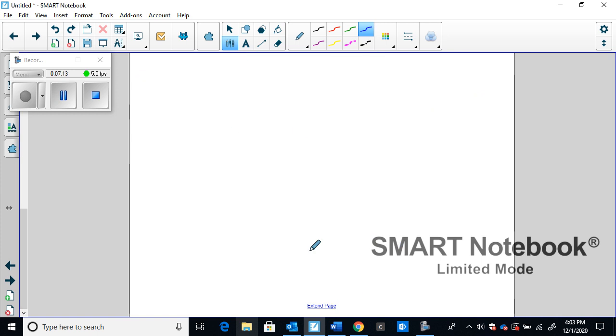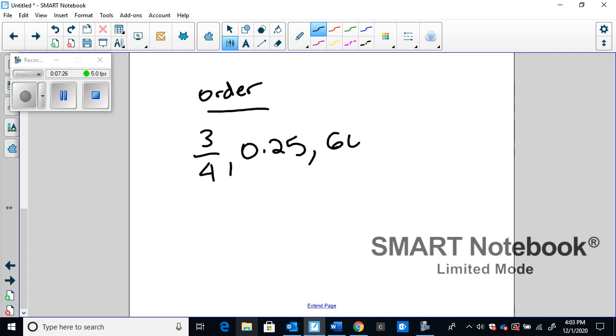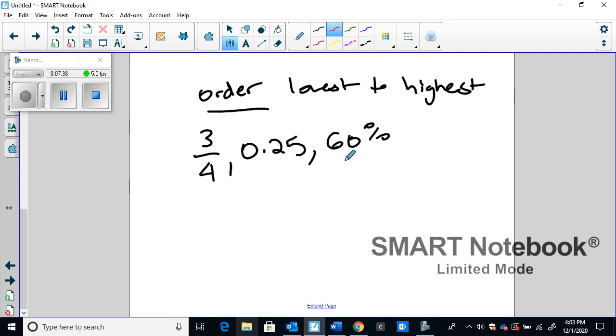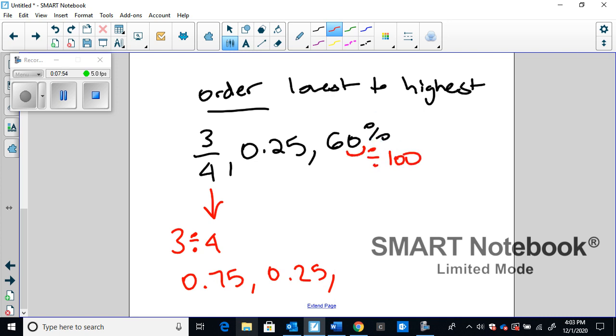So if you were asked to order your line, let's say you have 3 over 4, 0.25, and 60% from lowest to highest, you need to put them all into the same form first. And that's why we need to know how to convert between them. Okay, so why don't we put them all into decimal form? Because that's probably going to be the easiest. So I'm going to go 3 divided by 4. That's going to give me 0.75. 0.25 is already a decimal, and 60%, we know we got to divide that by 100, okay? Or we move that decimal point once, twice, and we get 0.60.